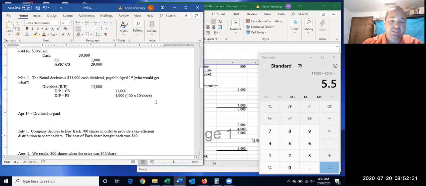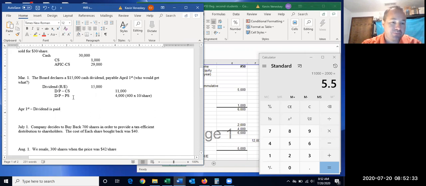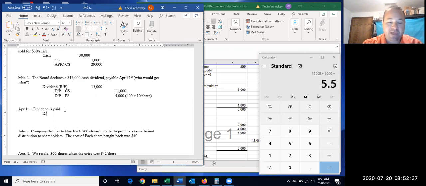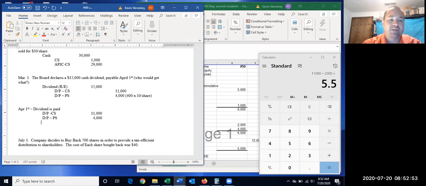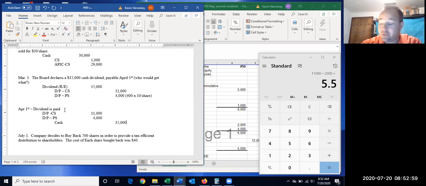Now, April 1st is going to be a real easy journal entry. We're just simply paying off what we owe. So dividends payable would be debited. Common stock, 11,000. Dividends payable for preferred stock for the 4,000. And simply cash for the full 15,000. So that's a real easy journal entry on April the 1st.